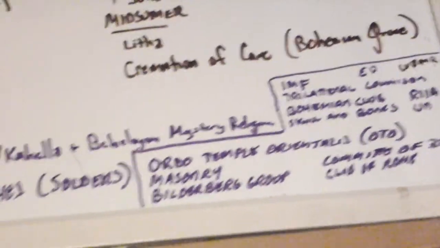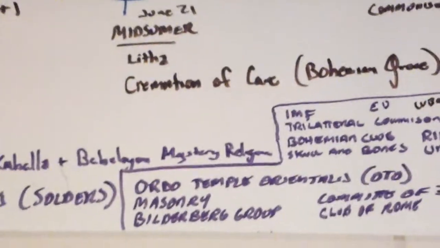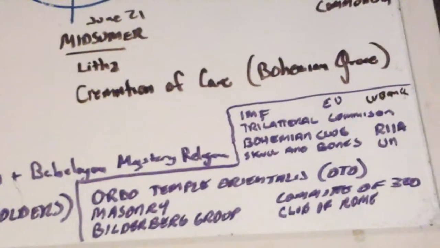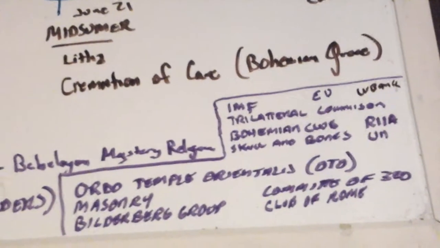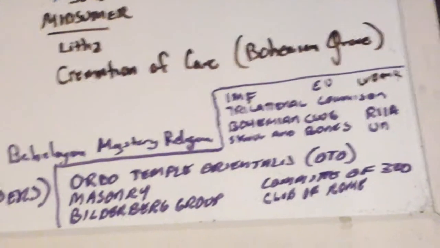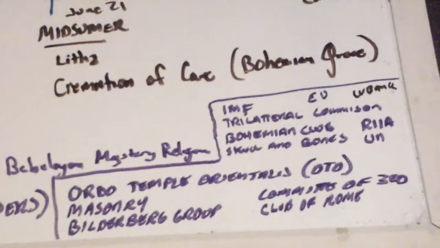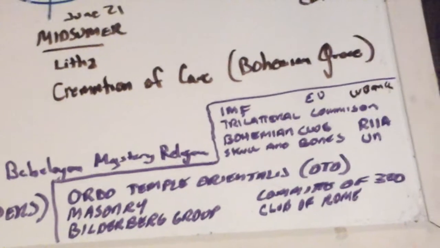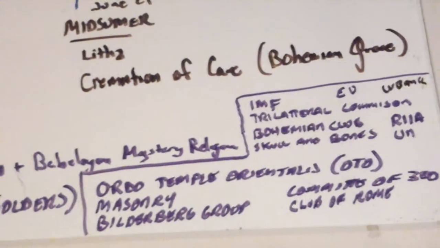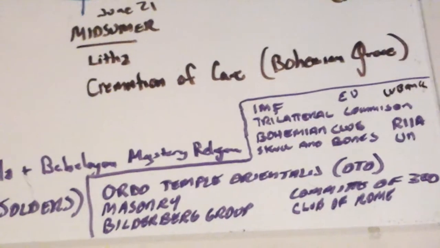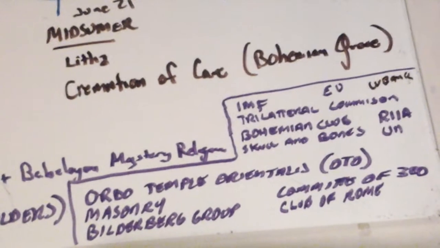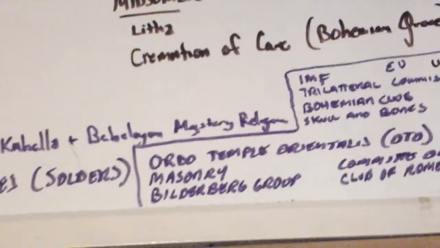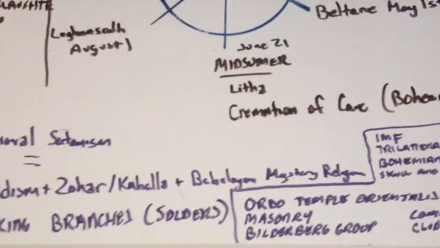Now they have working soldiers, and these are sometimes non-affiliated, sometimes affiliated branches. The OTO, which I just mentioned, Masonry, the Bilderberger Group, the Committee of 300, the Club of Rome, the International Monetary Fund, the European Union, the World Bank, the Trilateral Commission, the Bohemian Grove, Skull and Bones, the Royal Institute for International Affairs. That's Britain's version of the CFR, and anyway, there's lots of other groups, because they basically have all the money that there is. So they do kind of whatever they want.